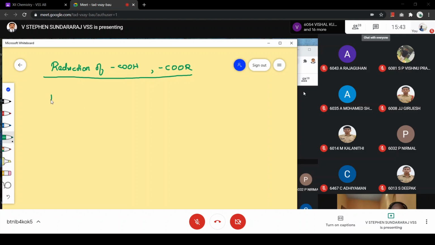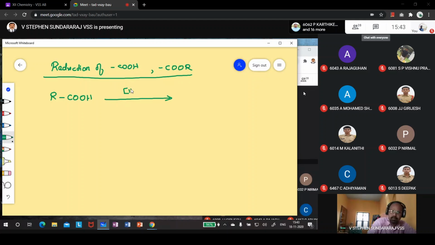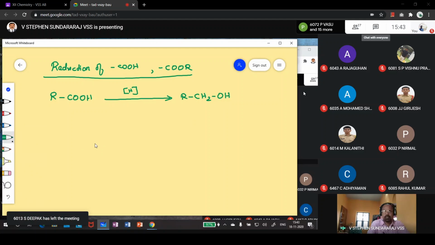Right now, reduction of carboxylic acid and ester. Here I just write that as an equation: COOH will be reduced. I told you that in a severe reduction, no need to use the partial reducing agent. Reduction symbol is H. So here R CH2OH.